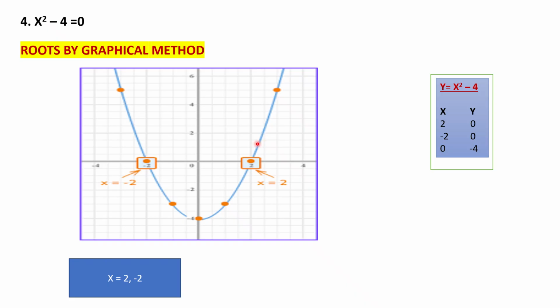You would plot the graph over here like this, and then this graph will intersect the x-axis at how many points, that will decide the roots. So here it is intersecting at 2 and -2. So the value of x, that is the root of this equation, will be 2 and -2. Okay, thank you.